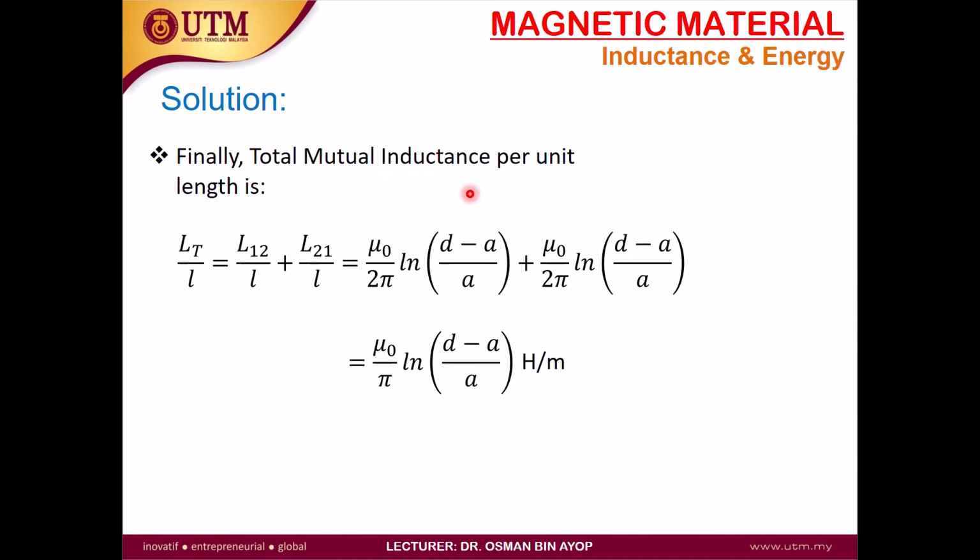Finally, the total mutual inductance per unit length is L total over l equal to L12 divided by l plus L21 divided by l, because this is basically the same magnitude. So mu naught over 2 pi ln (d minus A) over A plus mu naught over 2 pi ln (d minus A) over A. So the final solution is mu naught over pi ln (d minus A) over A, Henry per meter. So this is proven.